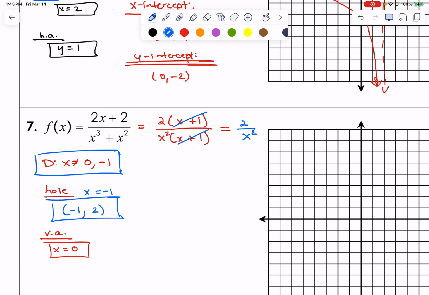All right, here we go. So we got domain x cannot equal 0, negative 1. We got hole is negative 1, 2. We got VA is 0. HA. Miley, can you tell me what the HA is?